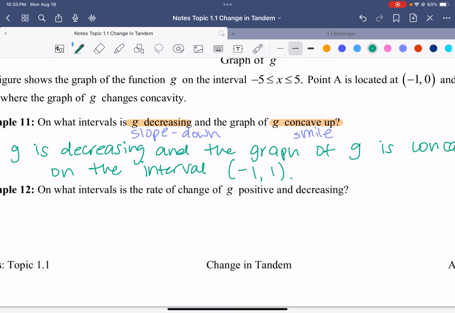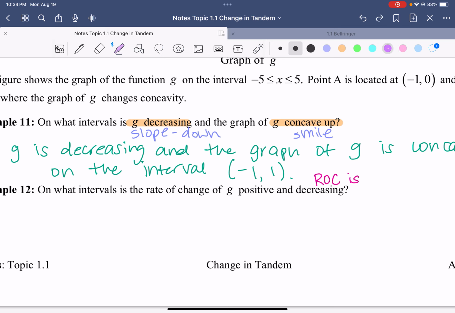So remember earlier when I said if you have two separate statements and they're separated only by the word and, I want you to look ahead. You see all of this rate of change of g, that also needs to be attached to the word decreasing. So I'm going to add it so that I don't get confused. Okay, so we have the rate of change of g is positive.